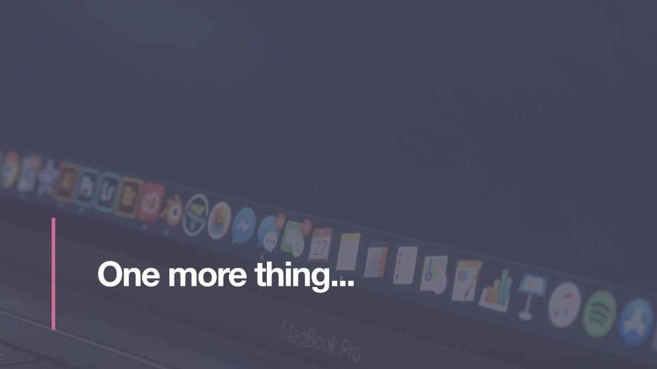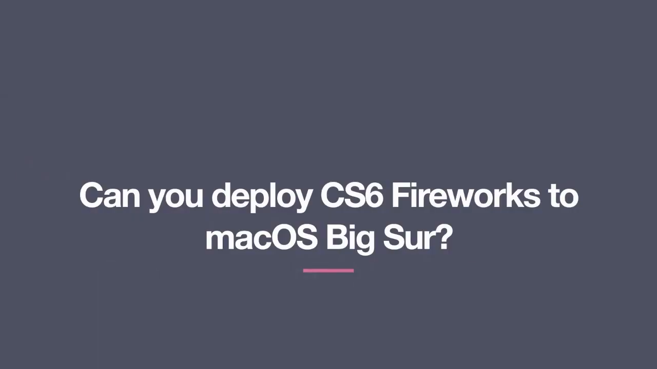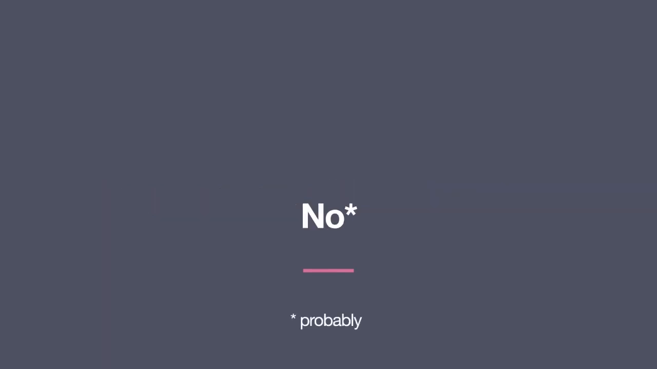That's the bulk of the talk covered, but one more thing. I did promise to share if you could actually deploy CS6 Fireworks to Big Sur. And the answer is no, at least I couldn't. So in order to produce an installer package for Fireworks, I needed the old Creative Cloud Packager, and it's a 32-bit app that needs to be on a 10.14 VM. And in theory, that would mean at least some of that package would be 32-bit, which means it's just not going to run on Big Sur.